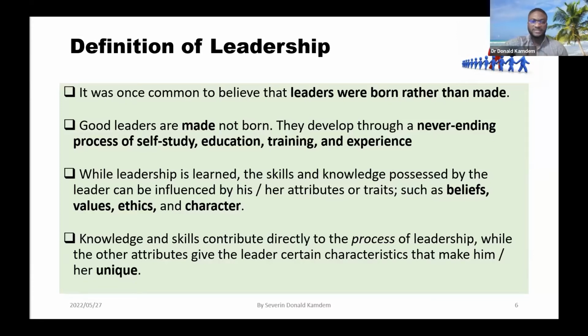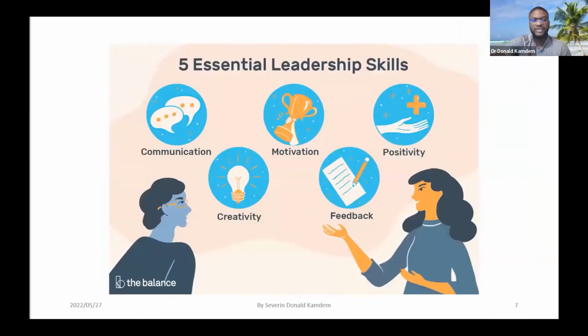So leadership is a never-ending process. It's not about intensity, it's about consistency. And to be consistent, you have to have certain beliefs, values, ethics, and character, which make you unique as a leader. So as a leader, you should be able to communicate, to motivate, to have a positive attitude, to be creative, but most importantly, to share feedback and to be able to accept feedback from others.